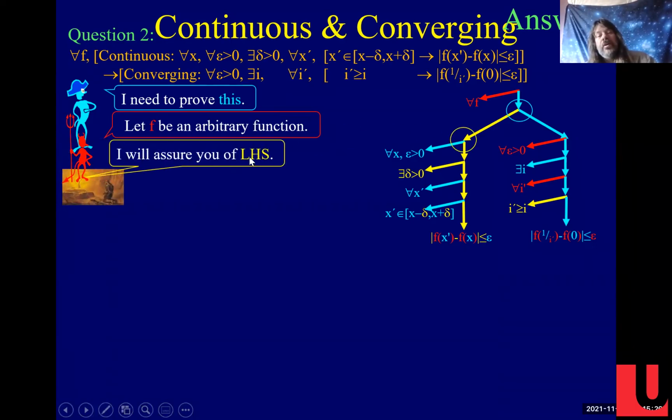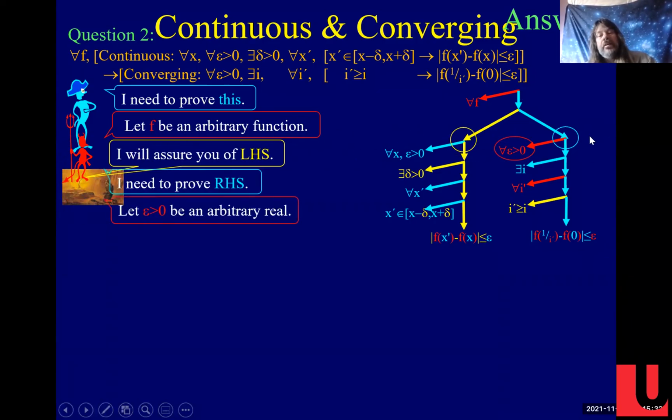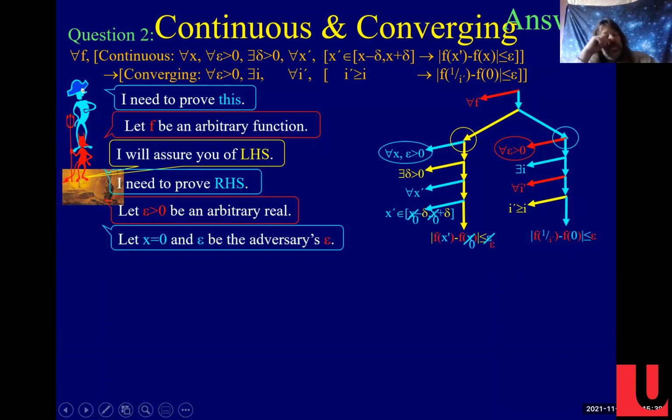So the oracle assures us of the left side, and we need to prove the right side. And then we're given an arbitrary epsilon from the oracle, from the adversary, and then we get kind of stuck on coming up with the I, right? So we come over to the oracle, and the oracle is saying, give me a value of x and epsilon.